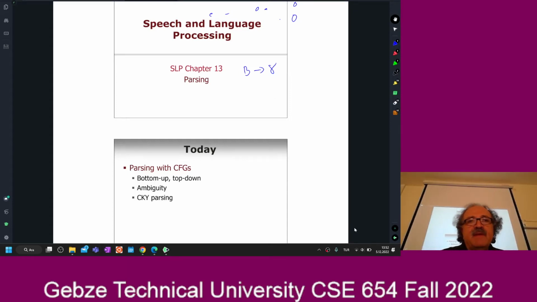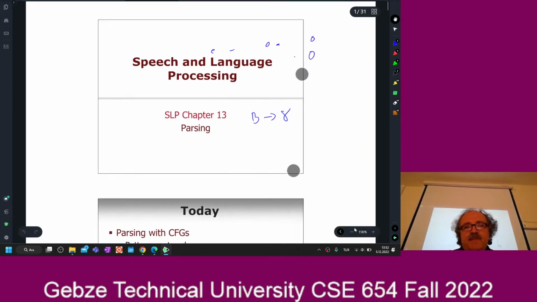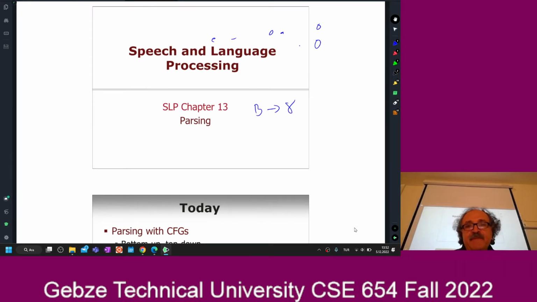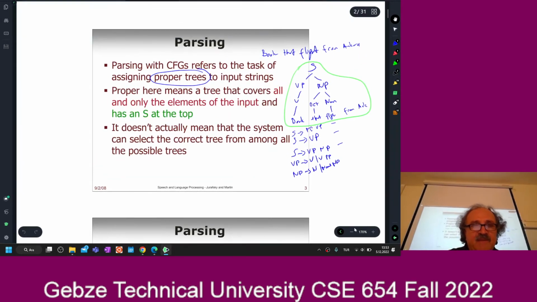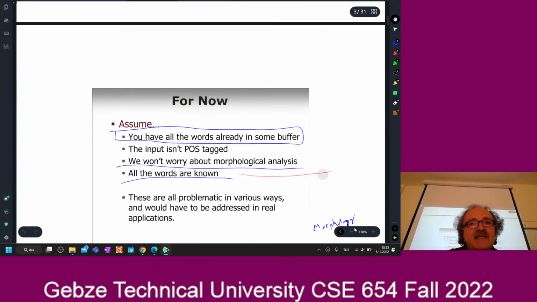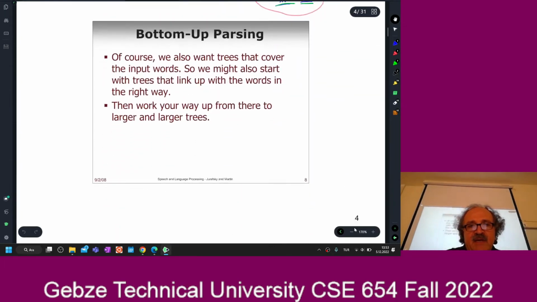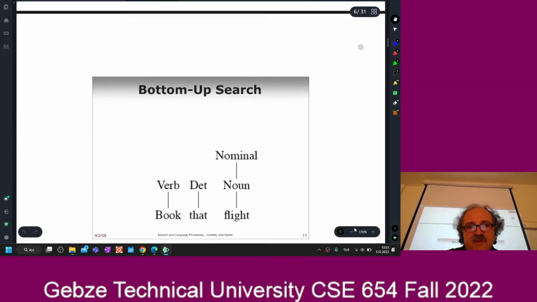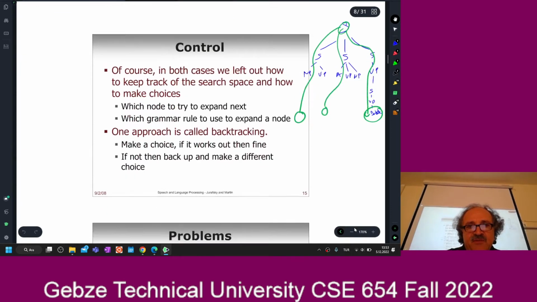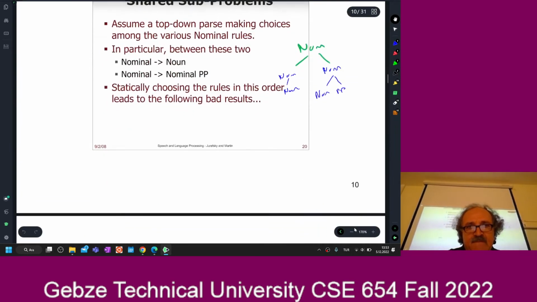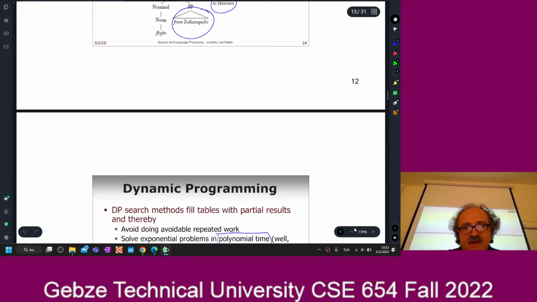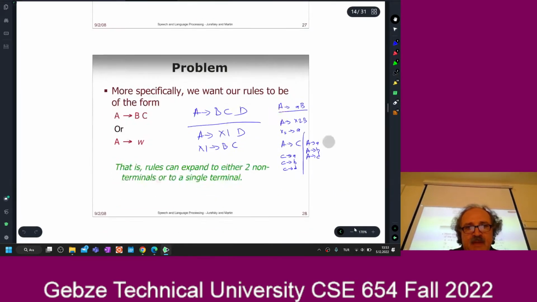Okay, last time we talked about parsing, and I gave you two dynamic programming methods to do this parsing in polynomial time. One of them was a bottom-up parsing technique, which was CKY.